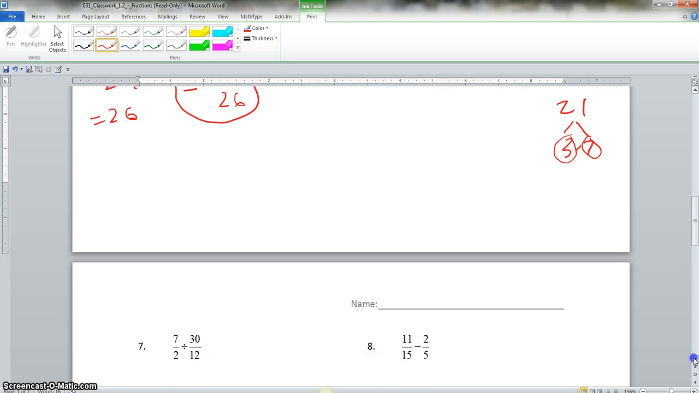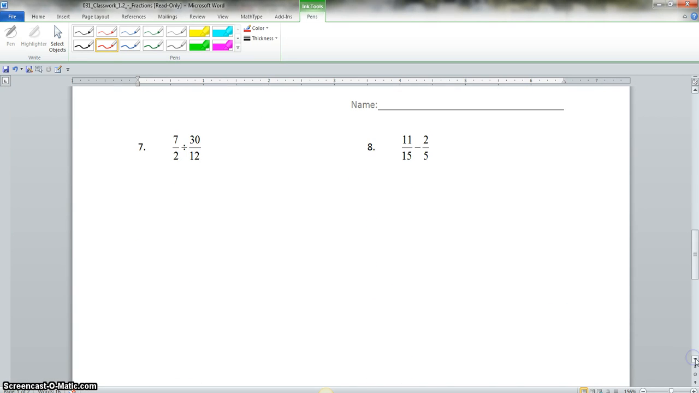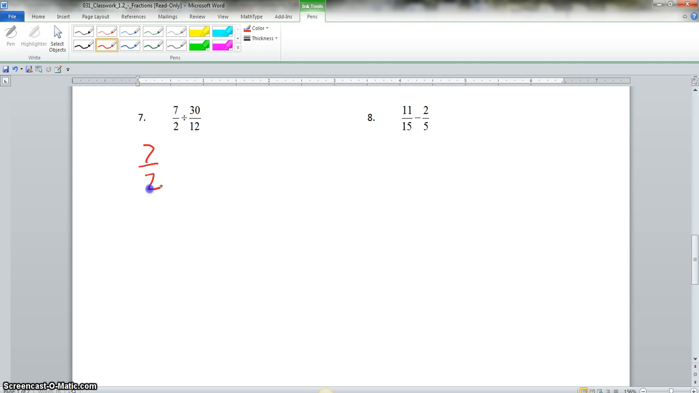Now we simplify. Well, actually we go down here to the next problem. We have number 7. We have 7/2 divided by 30 over 12. So we would take 7/2, change division to multiplication, and take the reciprocal of 30 over 12, which is 12 over 30. Now you could use either method. You could find the prime factorization, or you could do cross simplifying.